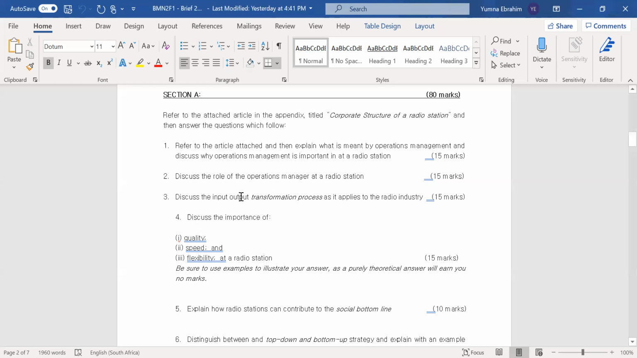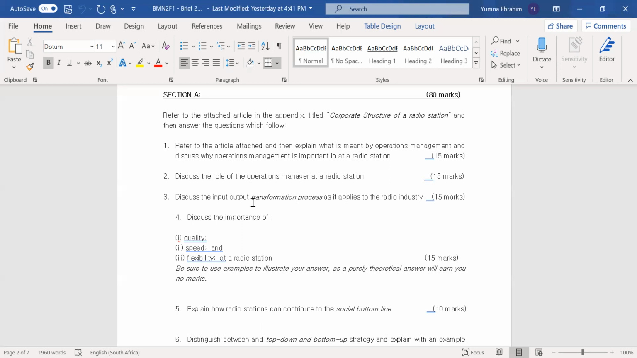Okay, so what we want there is basically for you to apply. The operative word here is apply. Apply the transformation process. That theory, you've got to now take it and say, well, how does it relate to and how can I apply it in the context of the radio station industry?